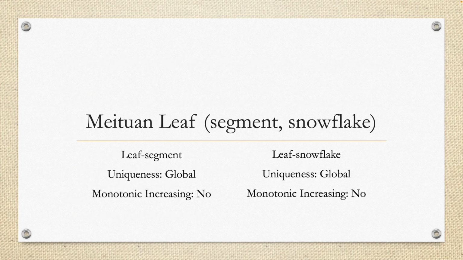The next solution is provided by Meituan, and it is the Leaf ID generation solution. It has two implementations. One is by segment, and the other is by Snowflake.